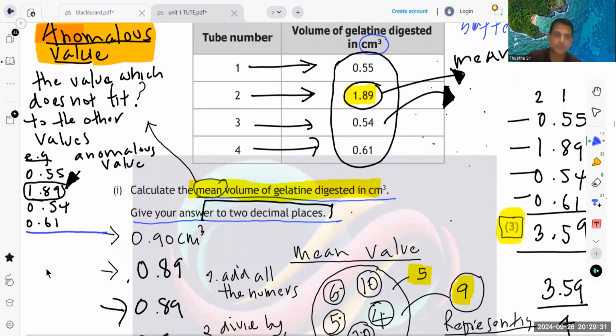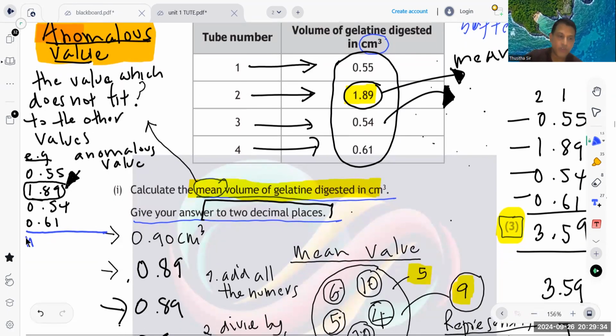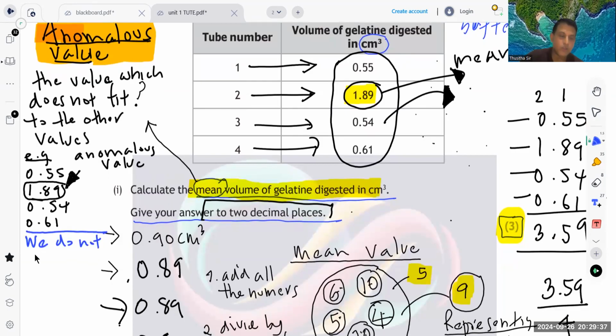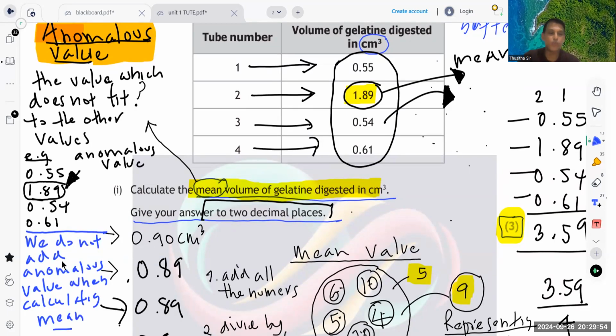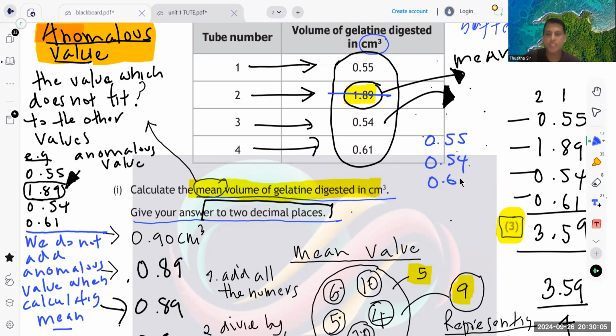Then you can also write, we do not add anomalous value when calculating mean value. We do not add anomalous value when calculating mean. So you have to remove this value and you have to add only 0.55, 0.54, 0.61. Now can you calculate the correct mean value after you copy this note?